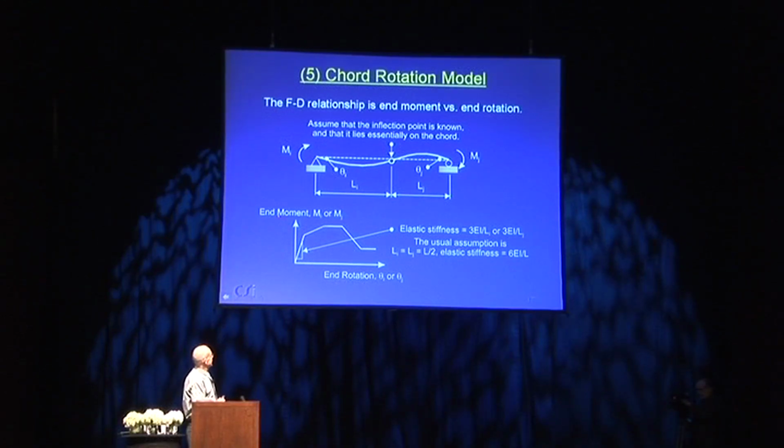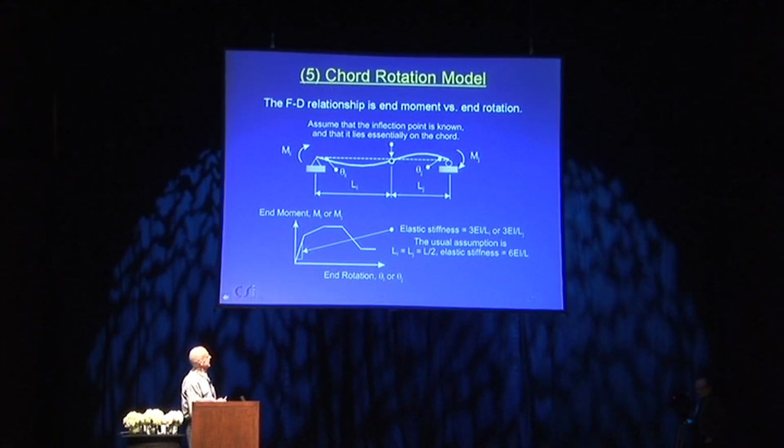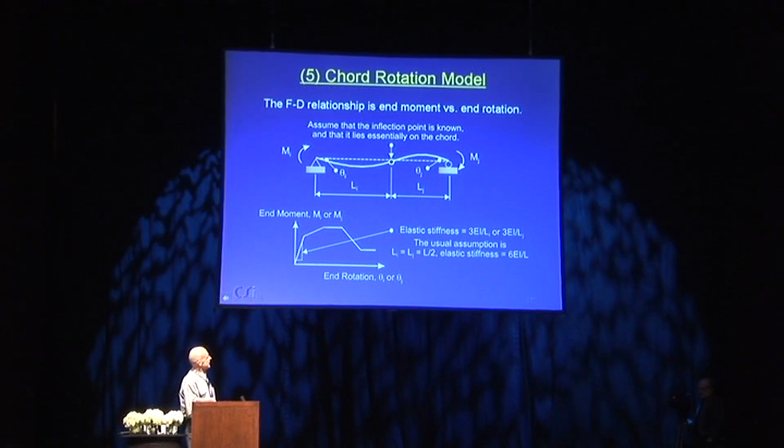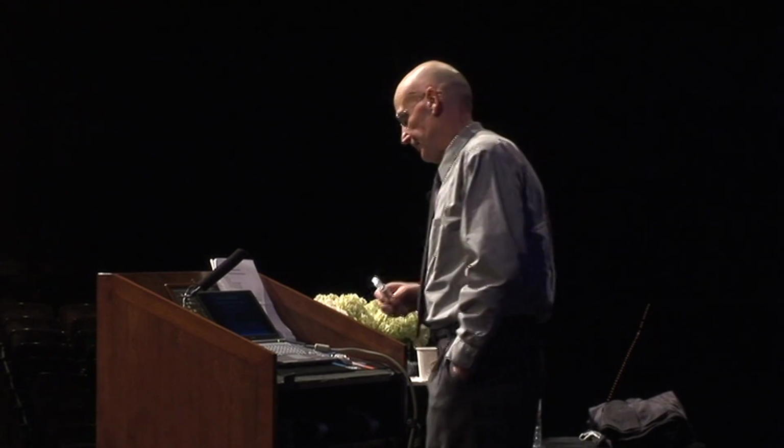If you look at the end moment versus end rotation relationship, the initial stiffness here is basically 3EI over L, assuming that this inflection point is at this location and is pretty much on the chord joining the two ends. And if this is in the middle, you're probably familiar with this, it would be exactly 3EI divided by L over 2, or 6EI over L, which is a common number. And then from there on, it becomes nonlinear.